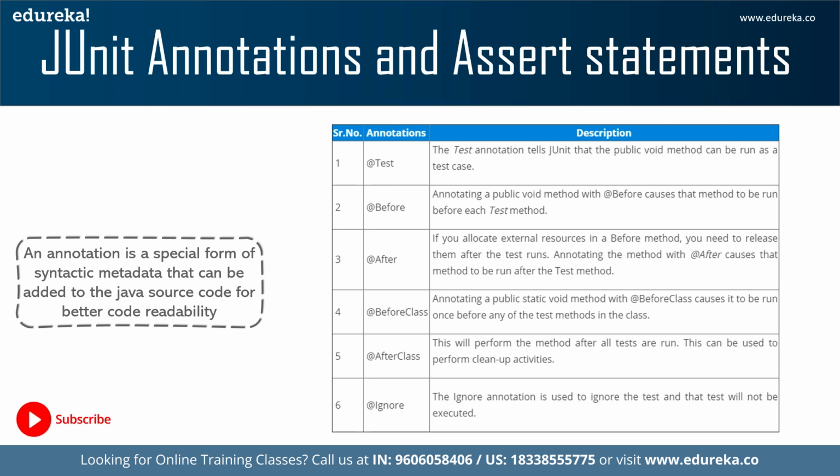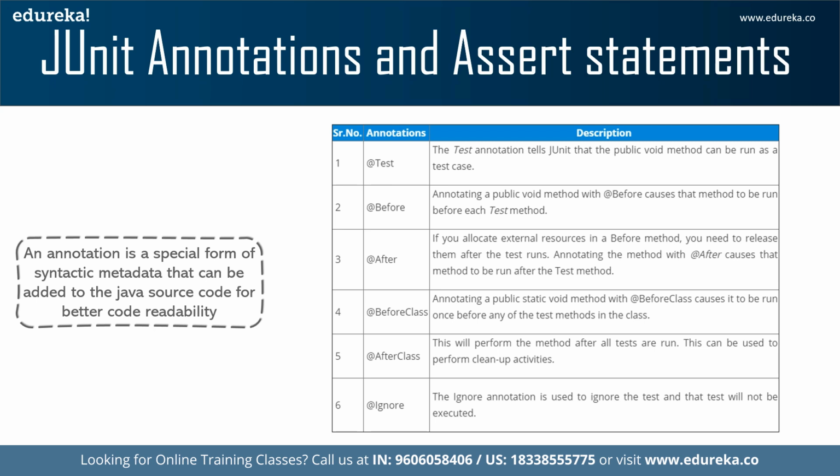Okay, so these are the following list of annotations that we have. That is test, before, before class, after class, and ignore. Okay, now let's understand them in detail. Annotations start with the letter at. So this test annotation tells JUnit that the public void method can be run as a test case. Now let's talk about before. This helps in annotating a public void method with annotation before, which causes the method to be run before each test method. Okay, so this method is called before you execute any test case.